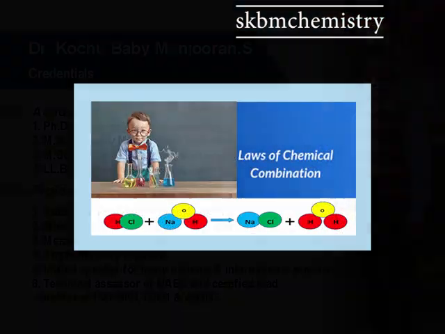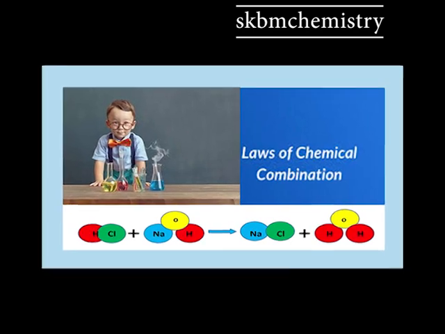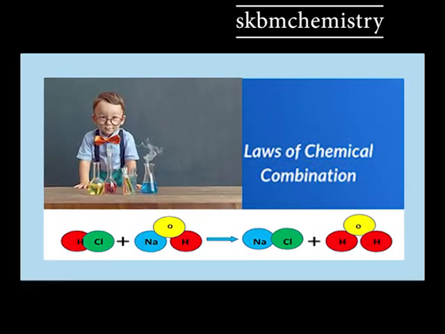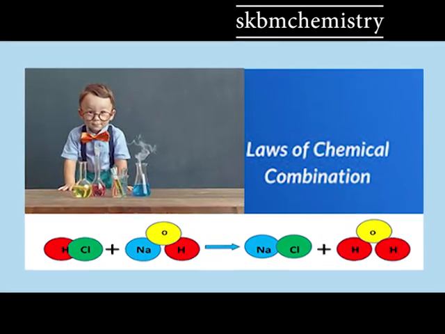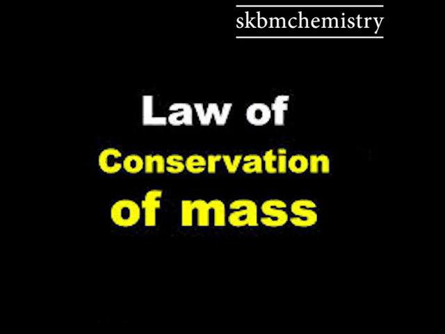Now we will come to our topic, laws of chemical combination. As you know, the laws of chemical combination are of 5 numbers. Number 1, law of conservation of mass. Number 2, law of constant composition or law of definite proportions. Number 3, law of multiple proportions. Number 4, Gay-Lussac's law of combining volumes and Avogadro's law.